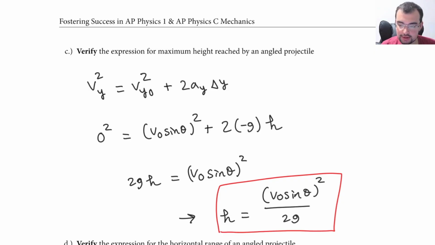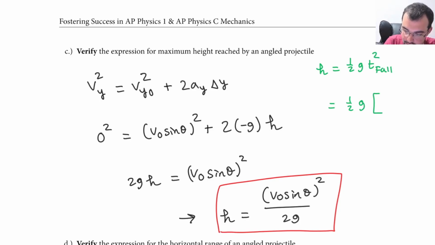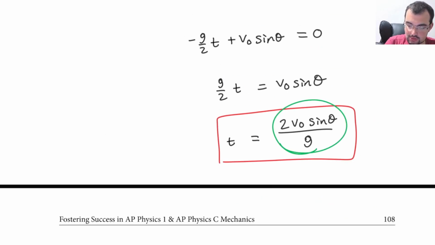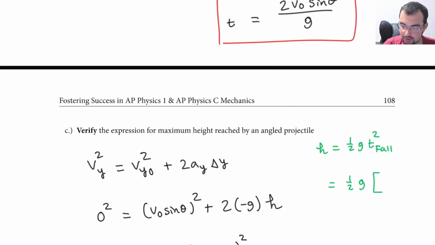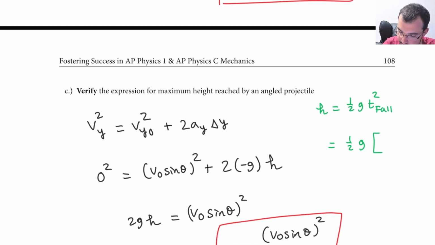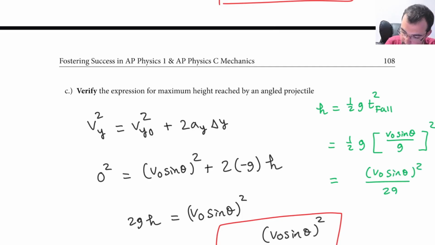Now, we could also have done this just by saying h equals 1/2 g t of the fall squared. If the whole air time was this, the fall time would be that divided by 2, so we get rid of the 2. And that actually does work because we get a g squared in the denominator, so that gets one of those, and the 1/2 can live in the denominator as a 2. It does work.